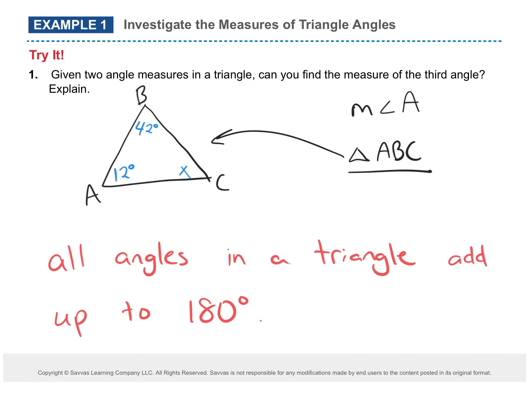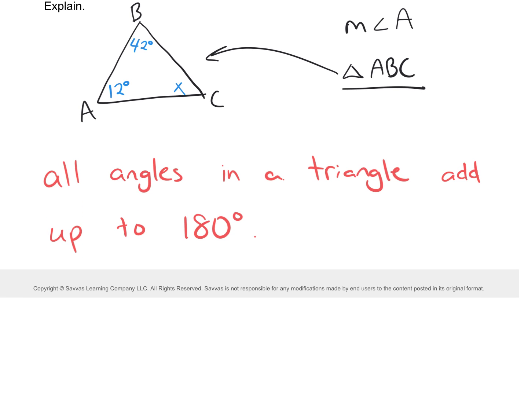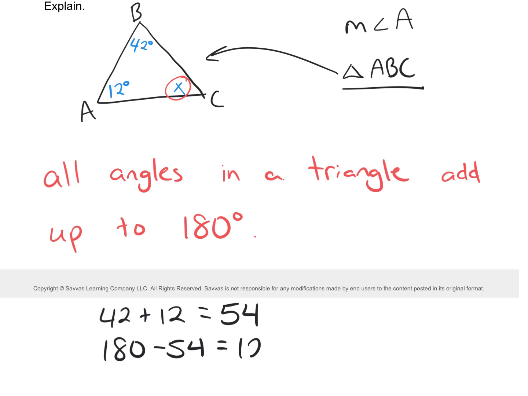So let's do some practice with this one that we have here. What would my first step be to find x? What do I have to do first? Add 42 and 12. Yep, add 42 and 12 together. So that gives me 54. And then how would I find what x is? Subtract 54 from 180. Yep, so do 180 minus 54, and that is 126. So that would give me the measure of x. And we want to label those degrees since we're talking about angle measures.